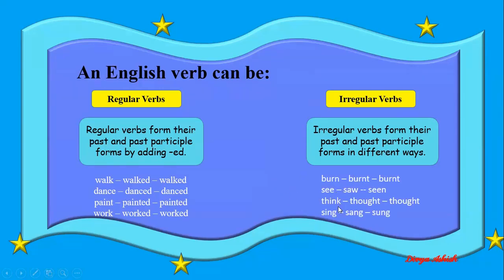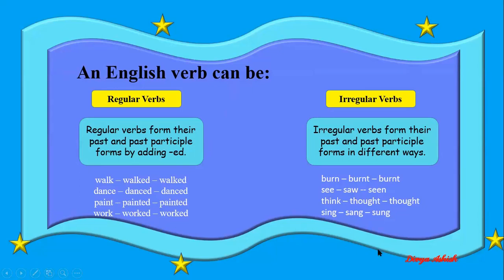Now, coming to irregular verbs, these are a few examples, children. Burn, see, think, sing are the base form of the verbs. Here, in order to get the past tense or the past participle forms, we do not add ed. As you can see, the verb burn in the past tense becomes burned, and the same is followed in past participle form. The verb see becomes saw in the past tense form, whereas think becomes thought and sing becomes sang. So, children, I hope you understood the difference between regular verbs and irregular verbs.